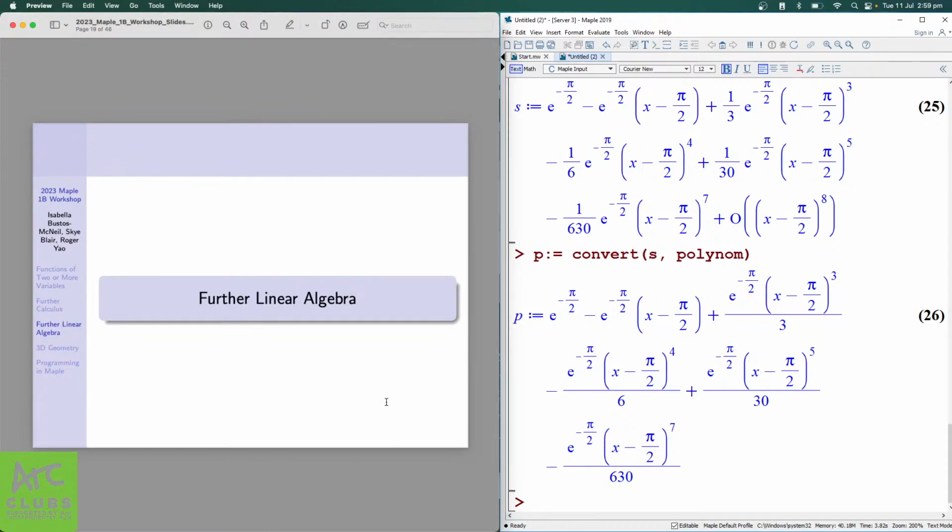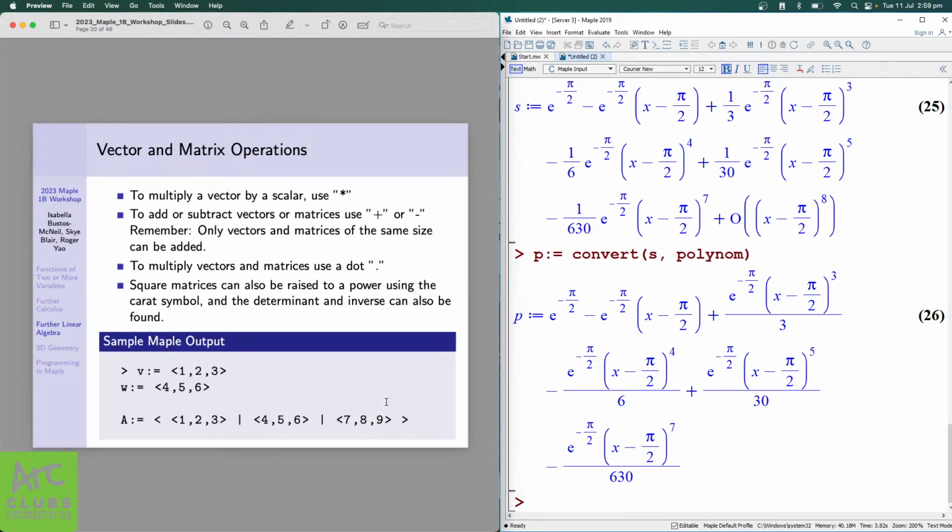Okay, so now we're going to move on to the further linear algebra topic. So as you can remember, we're going to start off looking at vector and matrix operations. So if we want to multiply a vector by a scalar, we use the star, and to add and subtract vectors or matrices, we use plus and minus. However, only vectors and matrices of the same size can be added.